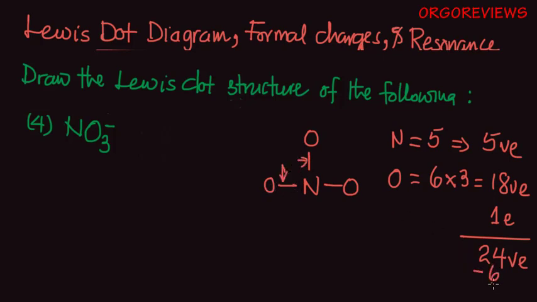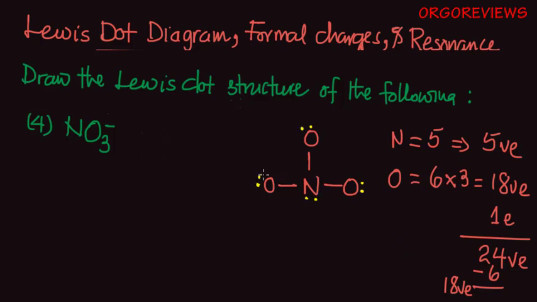So if you subtract 6 from this, that leaves us with 18 valence electrons to distribute. So with 18 electrons to distribute, let's see how that goes with the oxygens and the nitrogen. So first of all, you give lone pairs to each one of these atoms. At this point, we have expended 8 lone pairs, so that leaves us with 10.